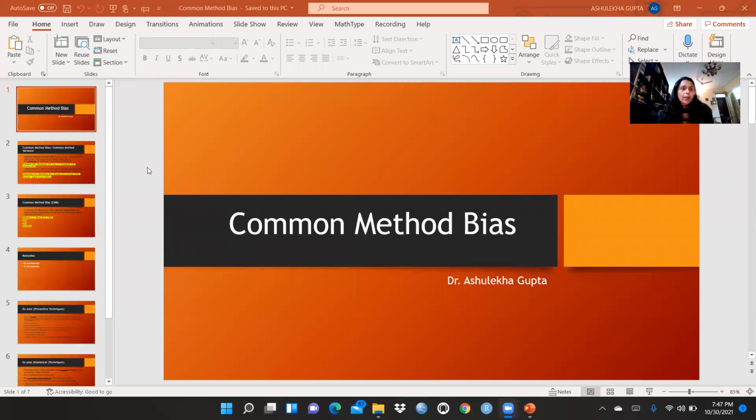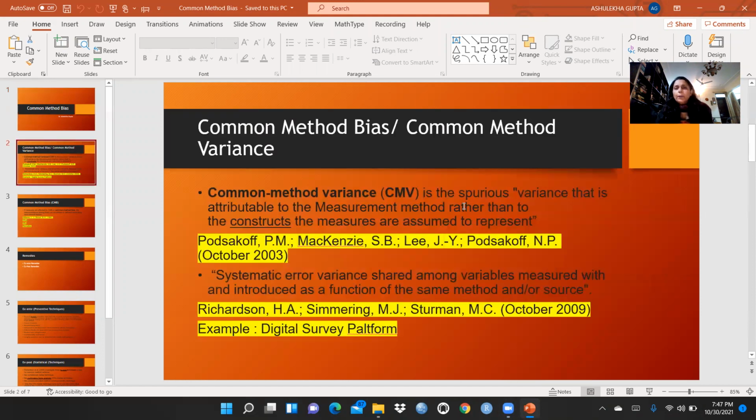So let's share my screen. I'm sharing my screen so you can see here. This is basically what we are doing in common method bias, or we can call it common method variance also. Common method variance is the spurious variance that is attributable to the measurement method rather than to the constructs the measures are assumed to represent.